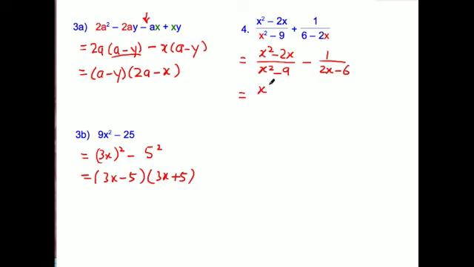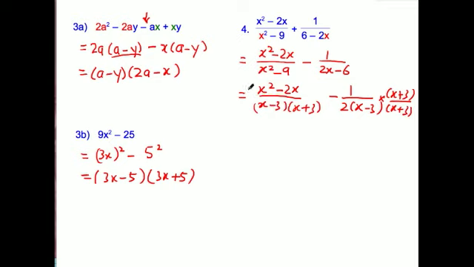Next, we need to factorize the denominators. And then we need to create a common denominator. Since we do not have x plus 3 here, we multiply by x plus 3 over x plus 3. And on this side, we do not have 2, so we multiply by 2 over 2.